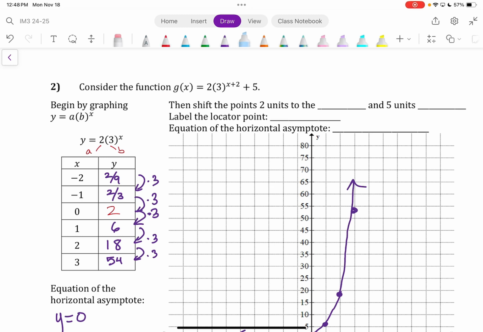Now we're going to look at the transformation. It's a transformation with an h value of -2 and a k value of +5. So this is going to make us shift 2 units to the left and 5 units up.